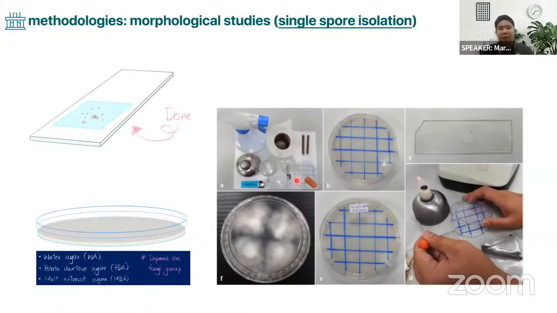When you observe already, you need to obtain culture. One way to do that is single spore isolation. From the word itself, you need to obtain only one spore that is germinated and transfer it to another new petri dish. It's very important when you want to have good molecular data.